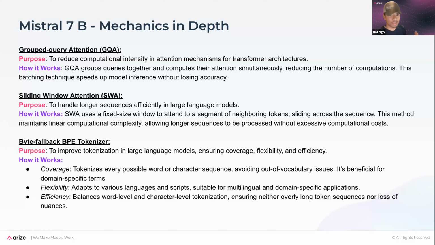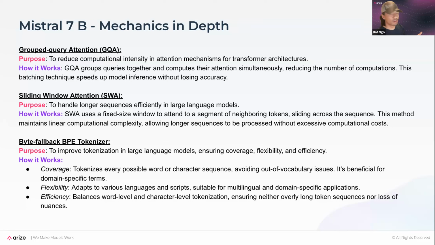And why is this important? Well, it allows us to reduce complexity in terms of computation. We go from quadratic to linear. And with something as simple as that, we're able to handle larger sequences more efficiently. Basically, tougher problems are easier to solve. And the last thing is BPE, or byte fallback.